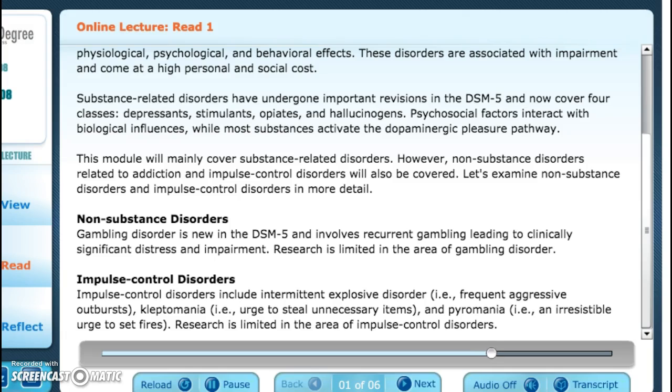Impulse control disorders. Impulse control disorders include intermittent explosive disorder, i.e. frequent aggressive outbursts, kleptomania, i.e. urge to steal unnecessary items, and pyromania, i.e. an irresistible urge to set fires. Research is limited in the area of impulse control disorders.